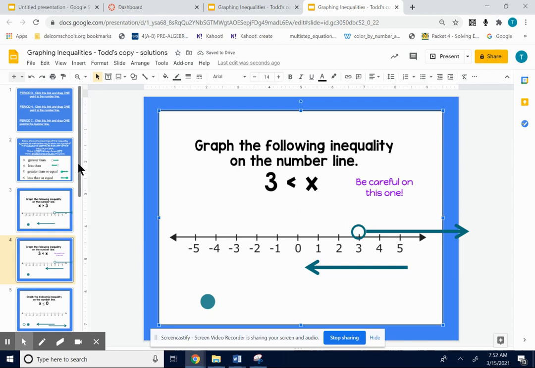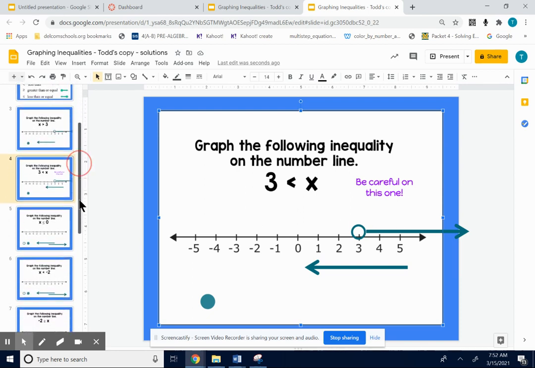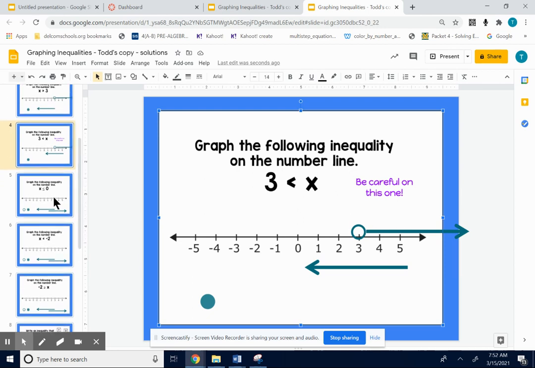Okay, just work through these. I'll go ahead and walk through them, but you want to work through them first before you see what I'm doing.